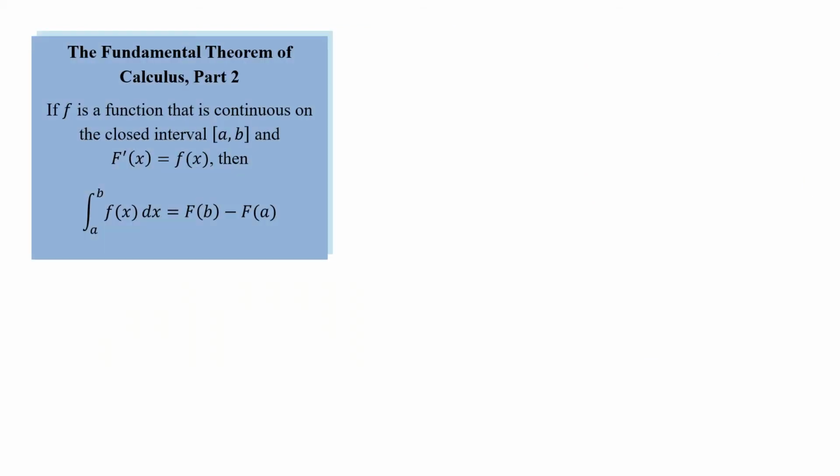So what the second part of the theorem says is that if f is a function that's continuous on the interval ab, and the derivative of capital F equals f of x, so that means that capital F would be an antiderivative of lowercase f. The integral from a to b of f of x is F of b minus F of a. What this says is we're going to find the antiderivative of this, plug in b, minus plug in a. And that's how we will find definite integrals.